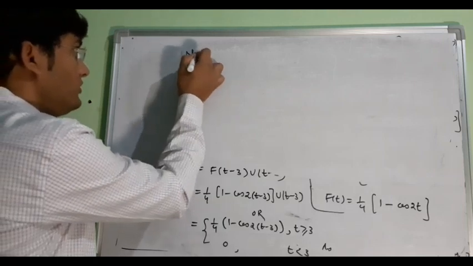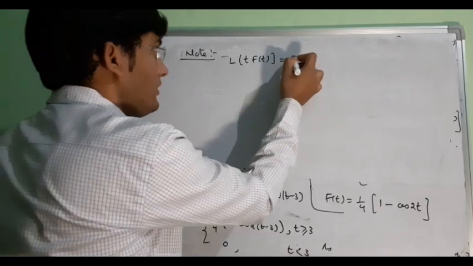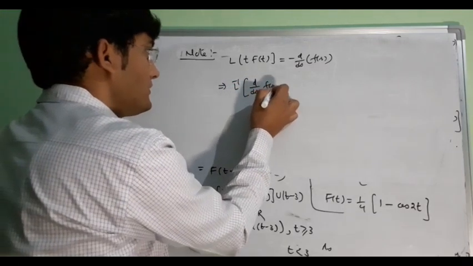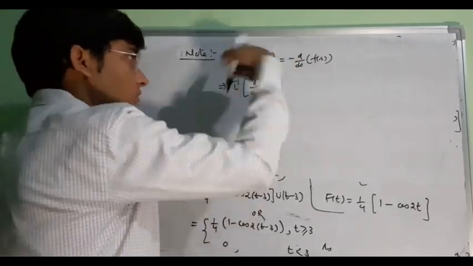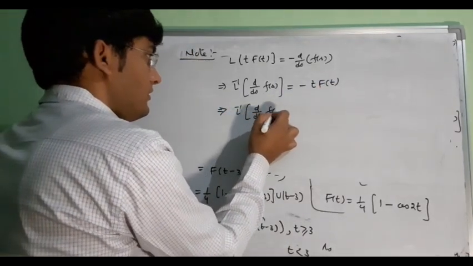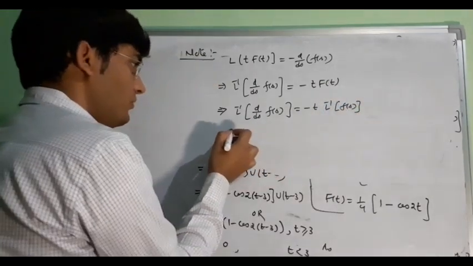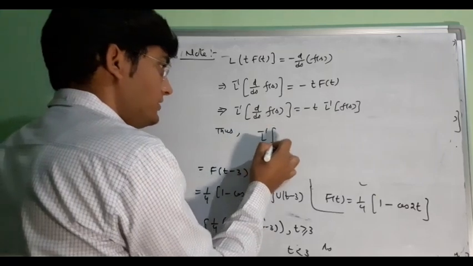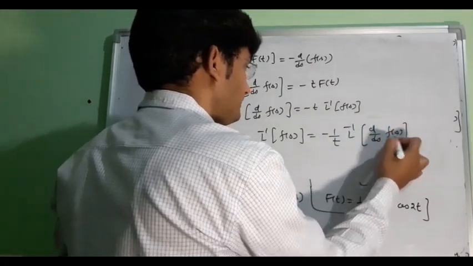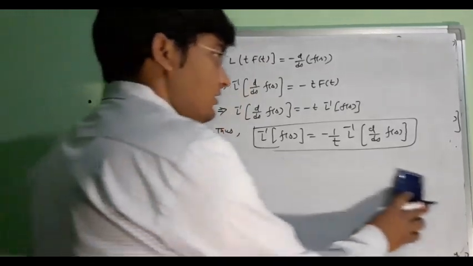Here we have a formula. Note that Laplace of t f(t) is equal to minus d by ds of F(s). So from here we can write the Laplace inverse of d by ds of F(s) equal to minus t f(t), and this can also be written as minus t, and f(t) can be written as Laplace inverse of F(s). So we have a formula that the Laplace inverse of F(s) is equal to minus 1 upon t, the Laplace inverse of d by ds of F(s).